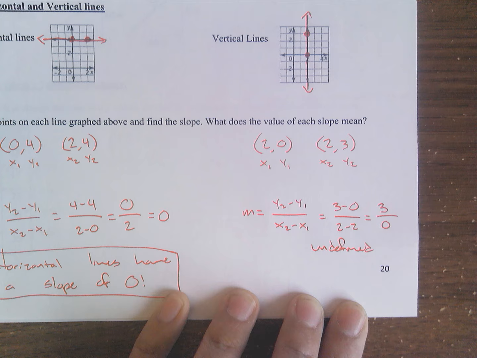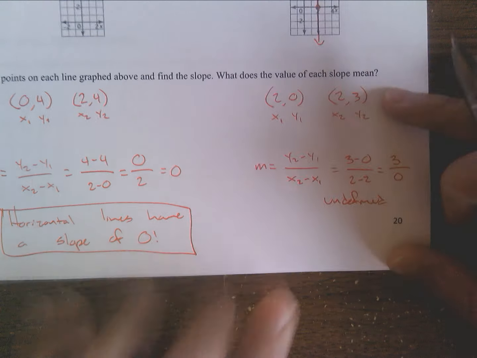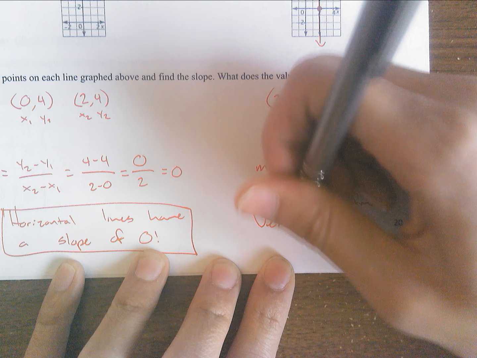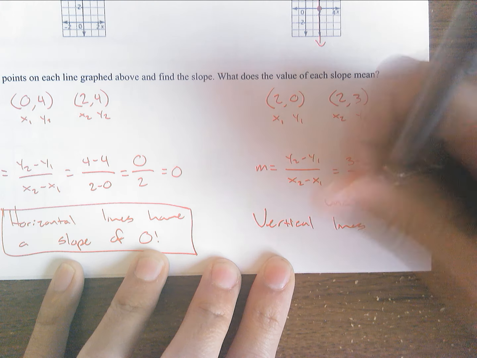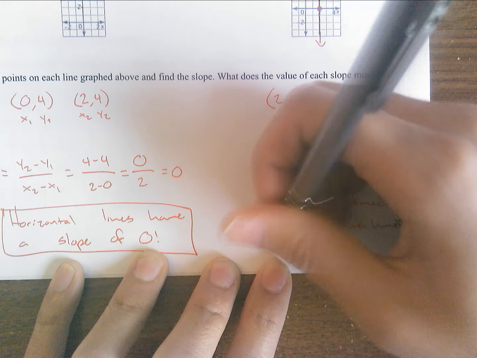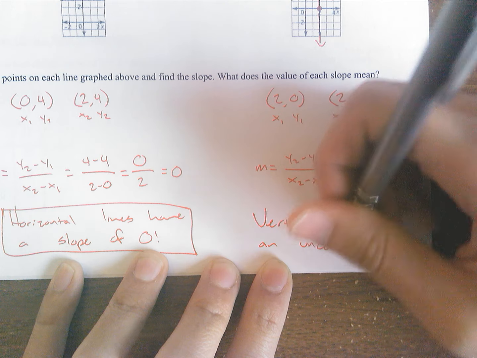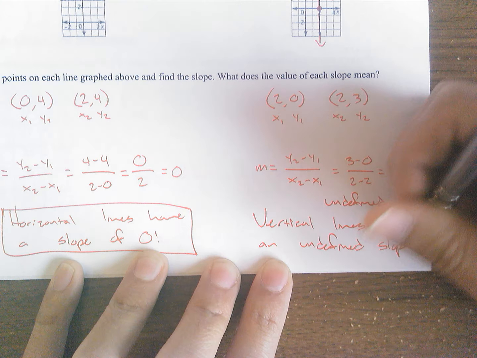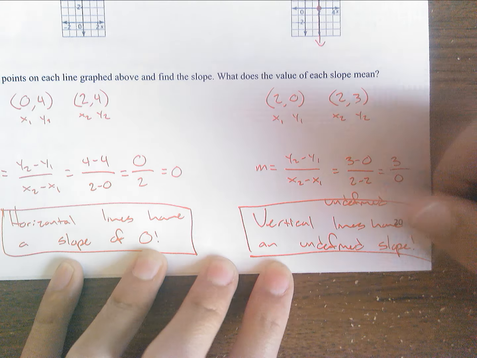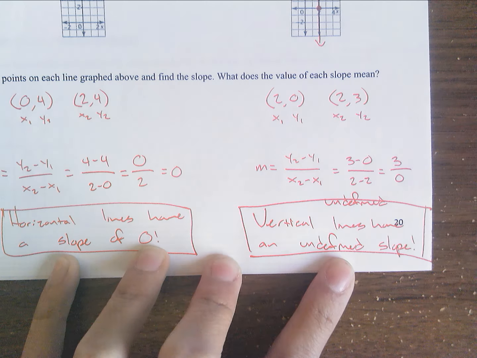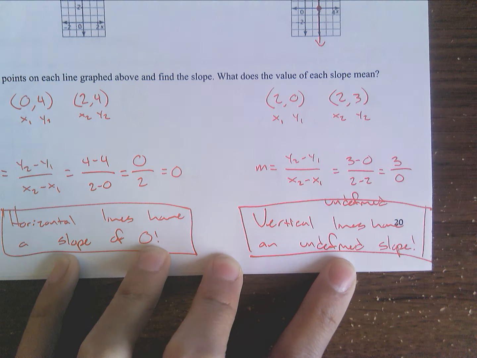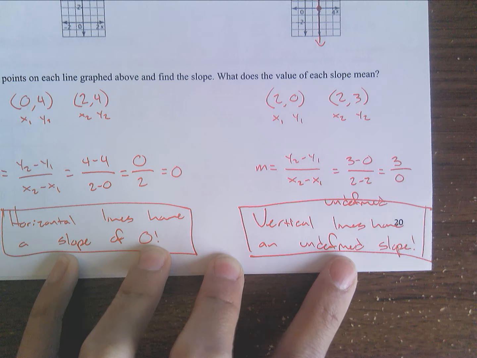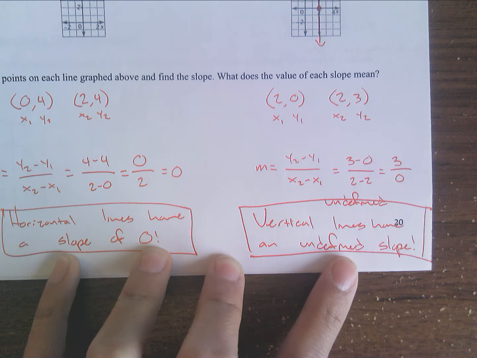All right, and in fact, that's true for all vertical lines. Let's go ahead and write that out. Vertical lines have an undefined slope. That's true for all vertical lines. All right. So today we've talked about finding slope, rise over run, change in y over change in x, y2 minus y1 over x2 minus x1. We found different ways to represent the slope, and we understand slope as a rate of change.